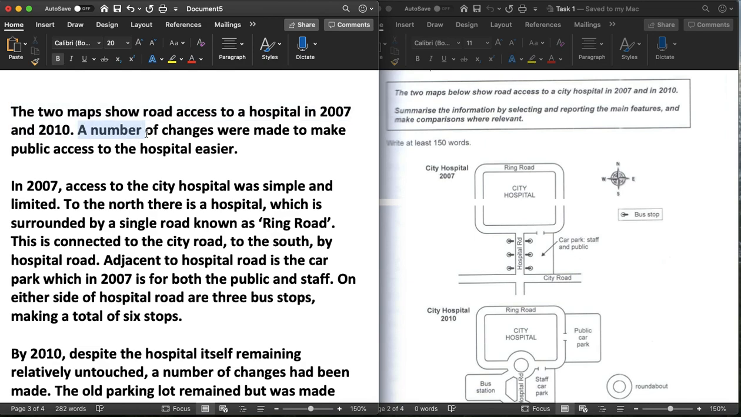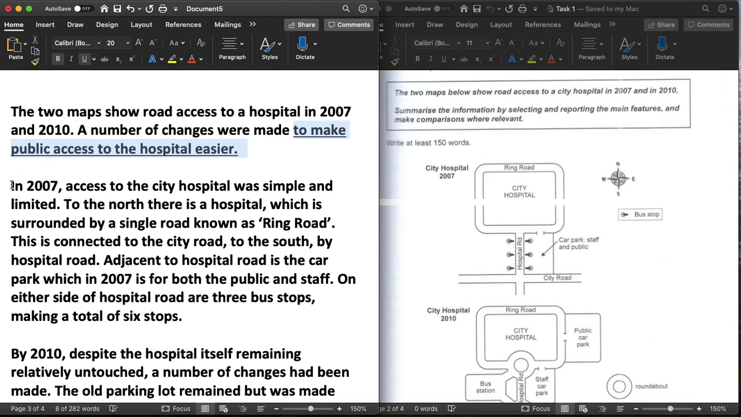Main points I've made here, a number of changes were made to the hospital. All right, now this is probably the most interpretation you want to do, to make public access to the hospital easier. Generally, you don't need to make any conclusions, but this one's a pretty safe one to make. It does make the access easier. There's a bus station, that's an improvement. There's a car parking, that's an improvement. Generally, avoid making assumptions about the motivation, but that's a safe one, I would say.